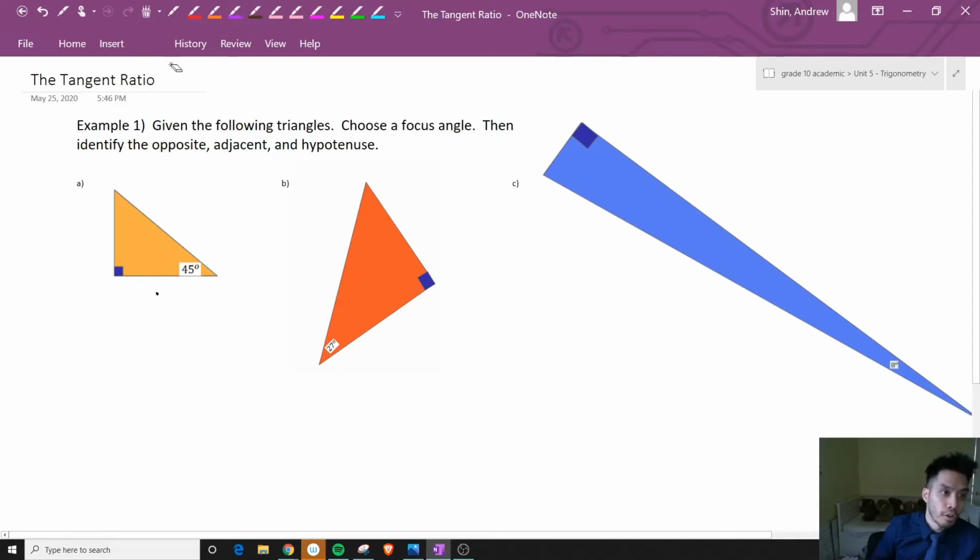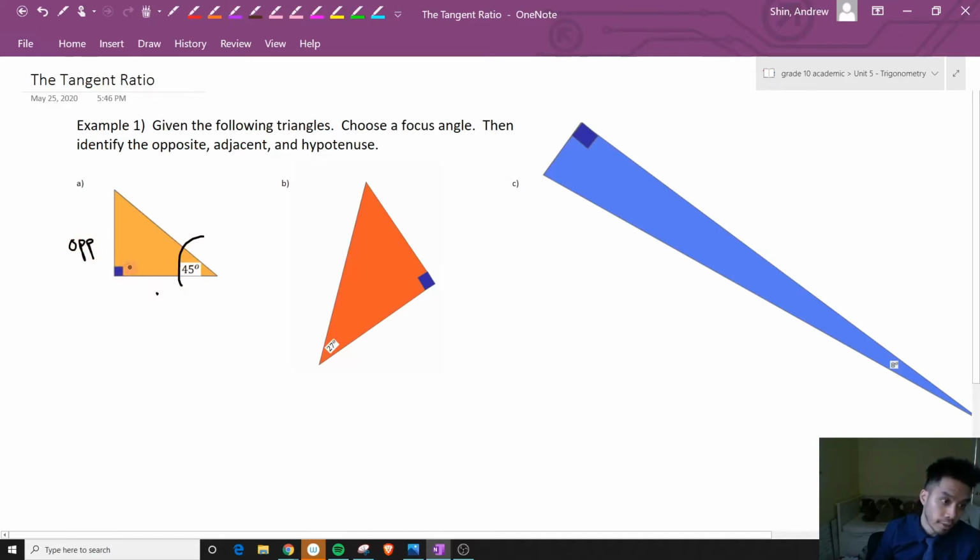So, in order to start every trigonometry problem, you always identify your focus angle. And that's a term that I made up. It's not a real math term, but it's like, what are you focusing on? So from here, if this is my focus angle, we label the opposite side from there.